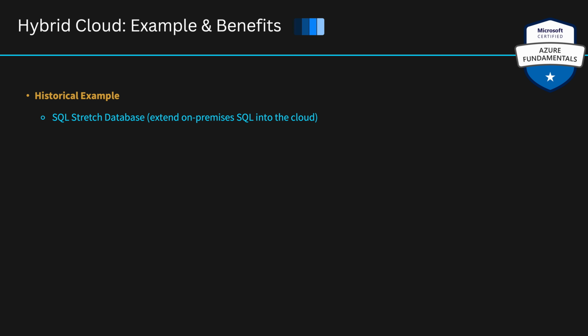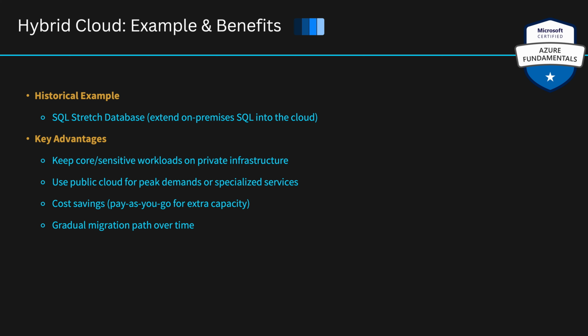One historical example that illustrates this concept well is SQL Stretch Database. This service allowed you to host a local database that could seamlessly extend into the cloud when additional storage was required. Even though SQL Stretch Database has been deprecated in recent years, it perfectly encapsulated the hybrid model. You retained your core data on premises for performance and security reasons, but you could tap into the cloud for expansion without having to manage complex data migration processes manually. The hybrid cloud approach provides a lot of flexibility.